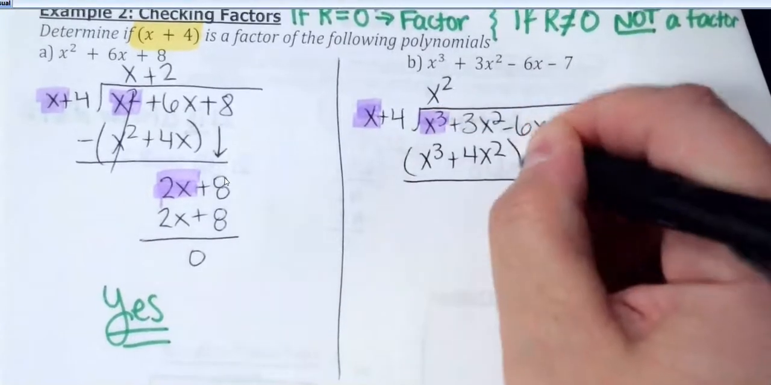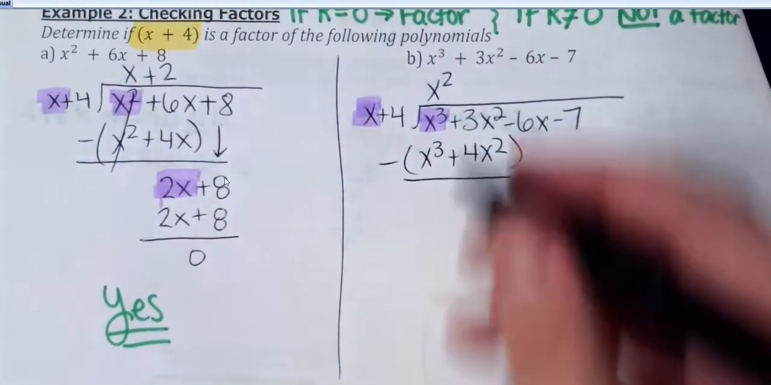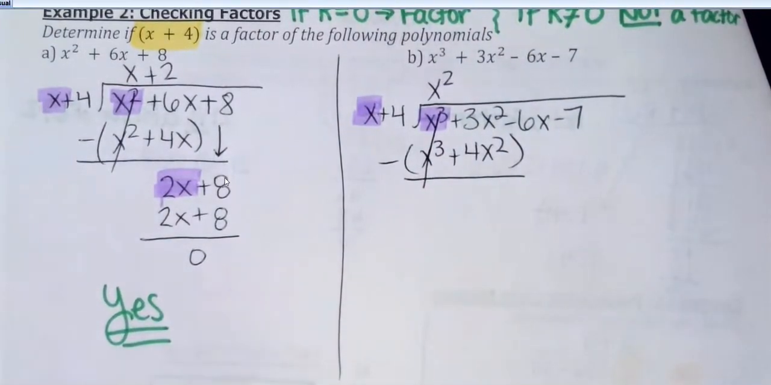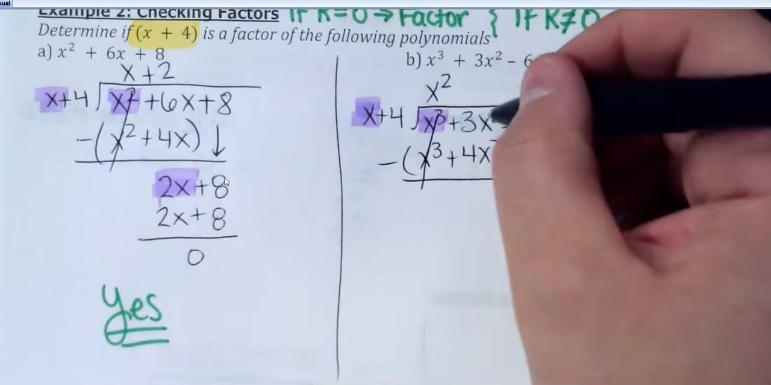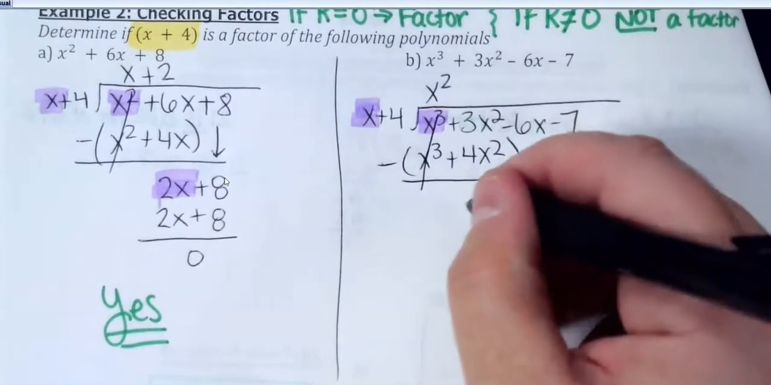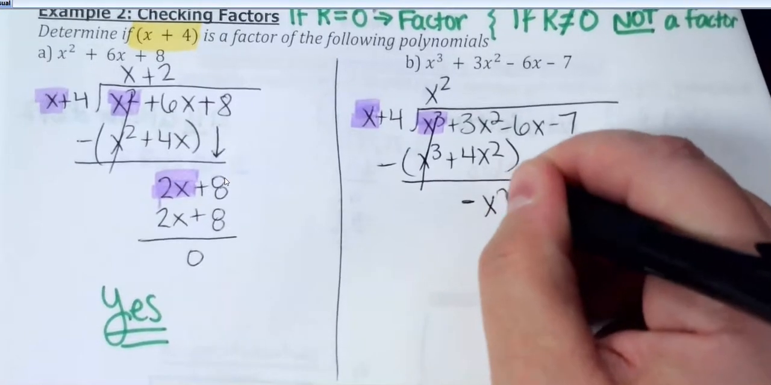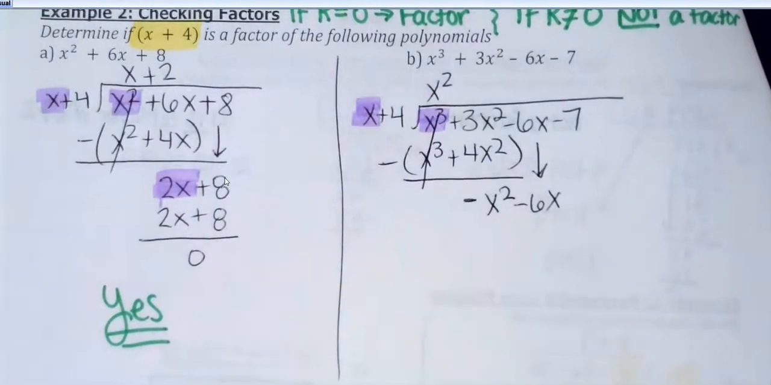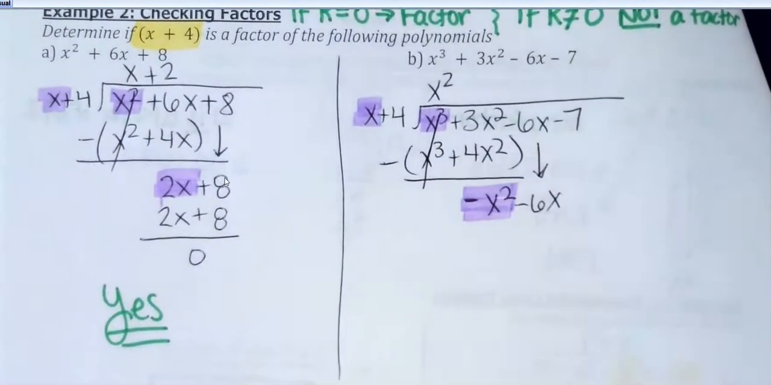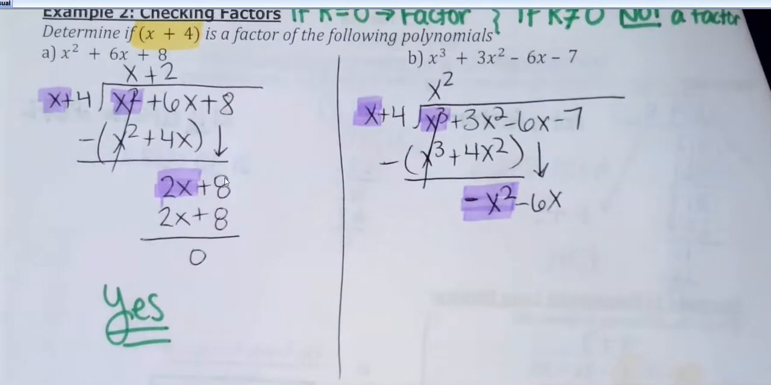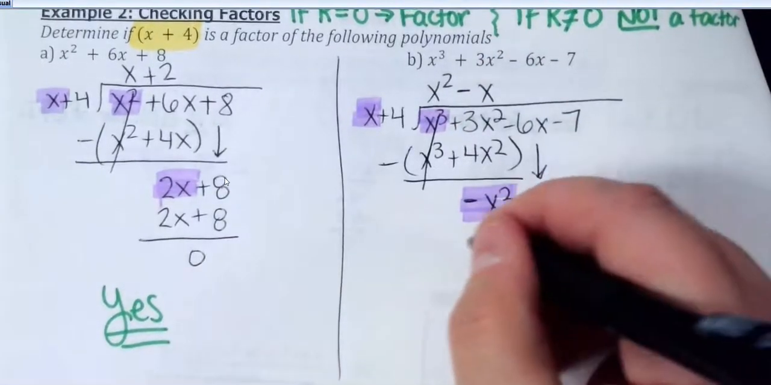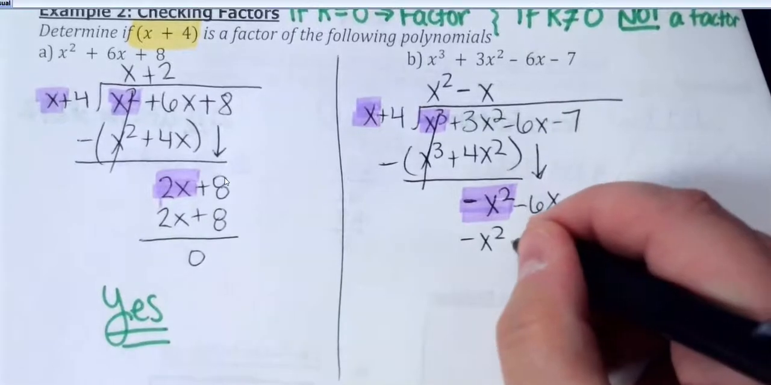And we're going to subtract every time here. x cubed minus x cubed is 0. Now, 3x squared is positive, minus 4x squared is going to be negative x squared there. Bring down your next term, which is negative 6x. And then I'm just going to ask you, what would you multiply x by to get negative x squared? Yeah, negative 1x. All right, so negative x times x, negative x squared. Negative x times 4 is negative 4x.